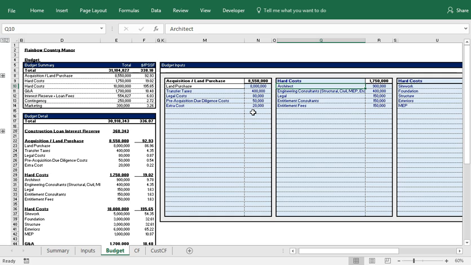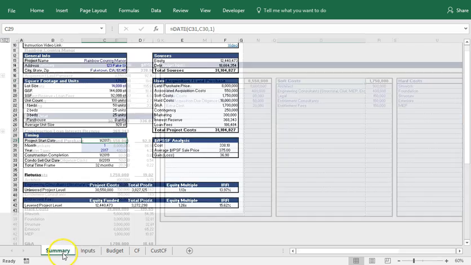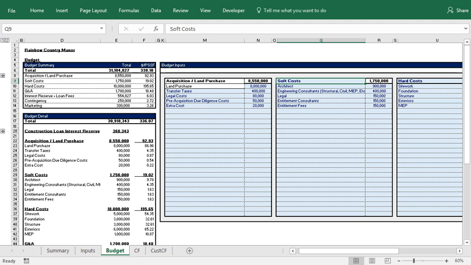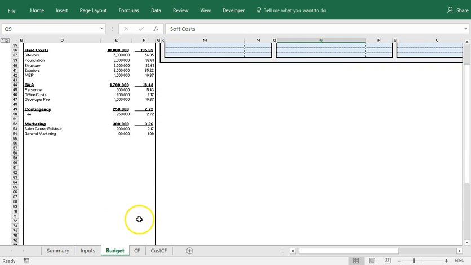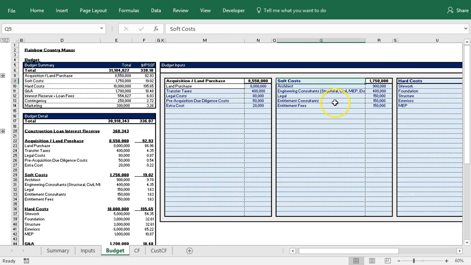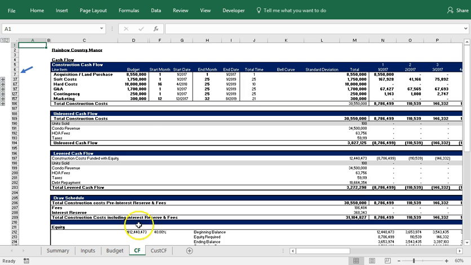And that also flows all the way through the model, all the way back to the summary, all the way to your sources and uses box within the summary tab. And if you'd like to understand the nuts and bolts of how all this works, you can unhide the rows down below here, which I believe are currently hidden. Yeah, they're currently hidden. You can unhide that, and you can see all kinds of formulas and action going on down below there.